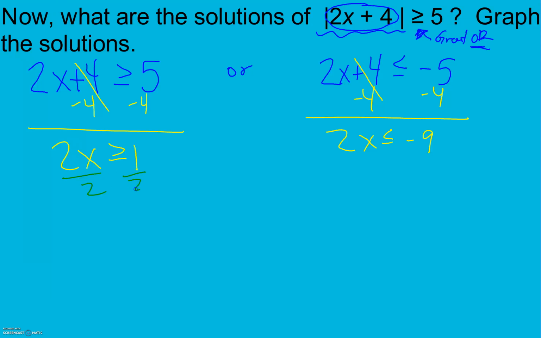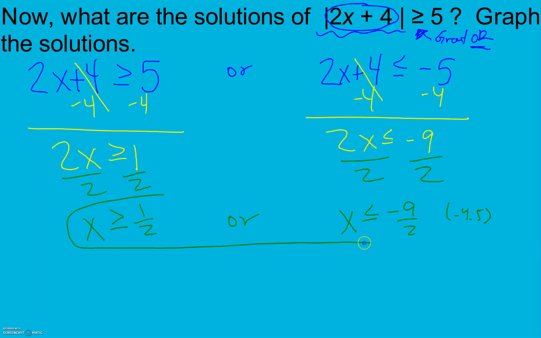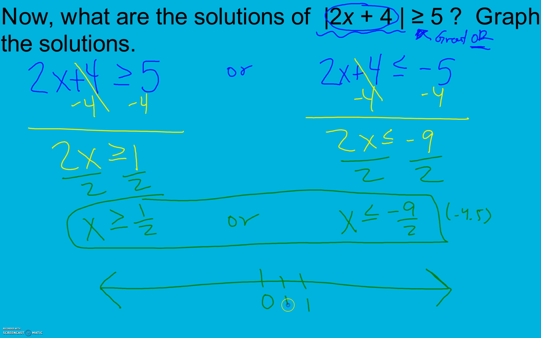Divide by 2. x is greater than or equal to 1/2, or x is less than or equal to -9/2, which is -4.5. Now we graph it. 0, 1, half is right between them. -9/2, or -4.5, is between -4 and -5.